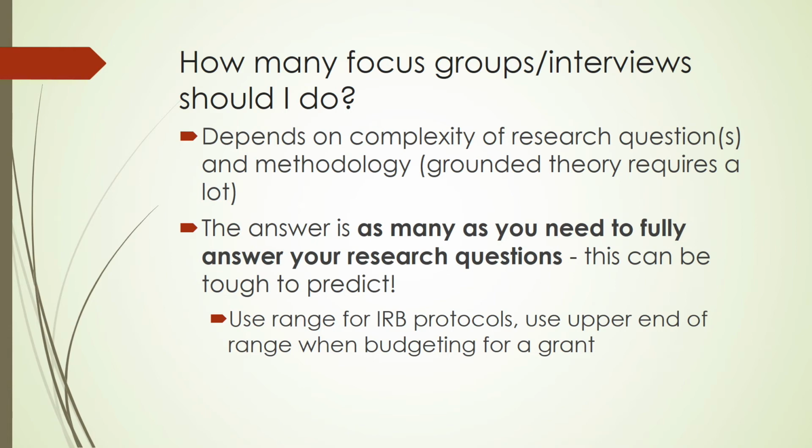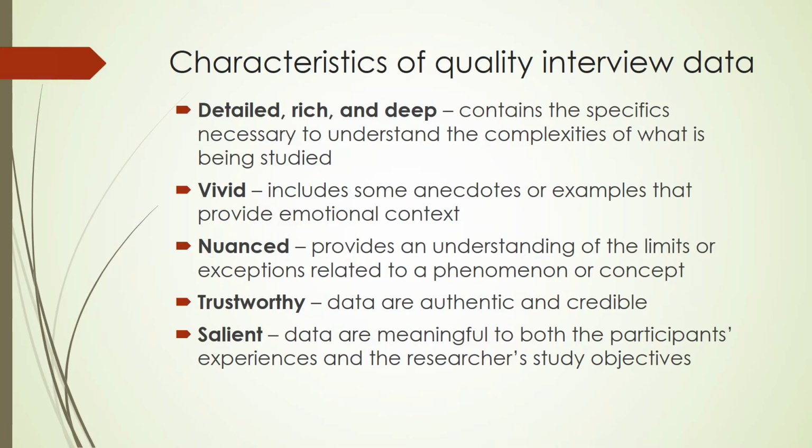So my main advice is to use a range for IRB protocols. Say we'll do X to X, and have the higher end of it be what you hope is an overestimate, and budget for that higher end in a grant. And then if you answer the question earlier, great. But it's hard to predict, and trying to nail down a number ahead of time can be really hard.